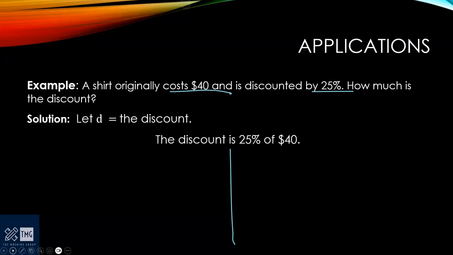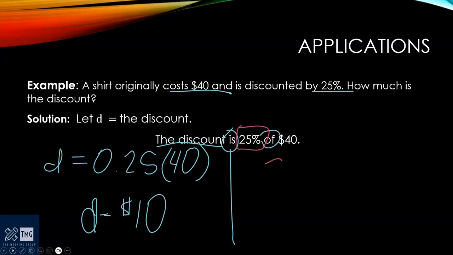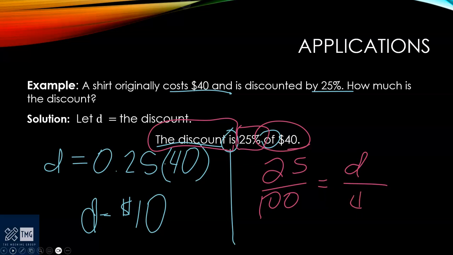Okay, so once again, we can write this two ways. So first, if we want to do an equation, the discount is D. Is my equal sign. 25% we write as a decimal, of is multiply and then 40. So if we take 0.25 times 40, we get the discount is $10. Now, if you're writing that as a proportion, remember with a proportion, we start with percent over 100. The discount is, so is of 40. And that would be the setup. Either way, you get a discount amount of $10.